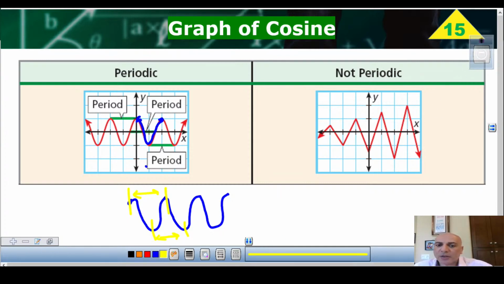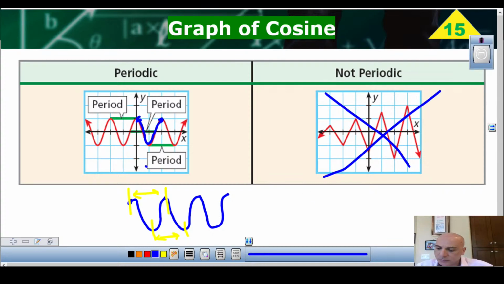Now obviously on the right side, this is not periodic. It does not repeat itself. I don't see it repeating itself. It's non-periodic.